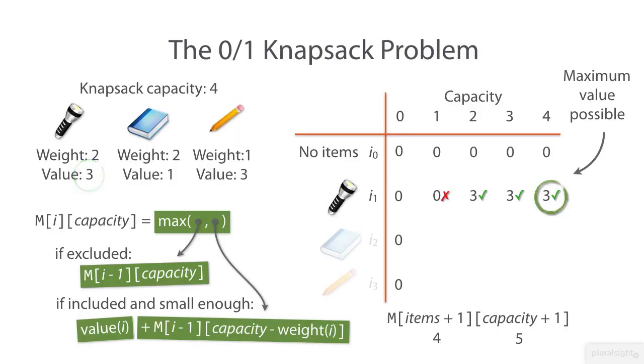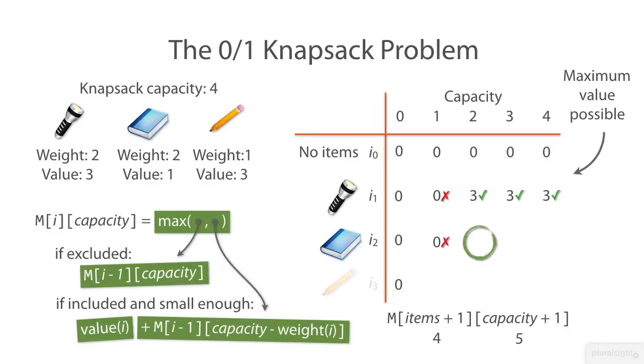So, now consider one more item, namely the book. So the subproblem we consider now concerns the flashlight and the book, and with a knapsack capacity of 1. If we do not include the book, the solution is given in the table cell above. We cannot include the book because it has a weight of 2 and the knapsack capacity of this subproblem is only 1. So the maximum possible value is 0 and we do not include the book.